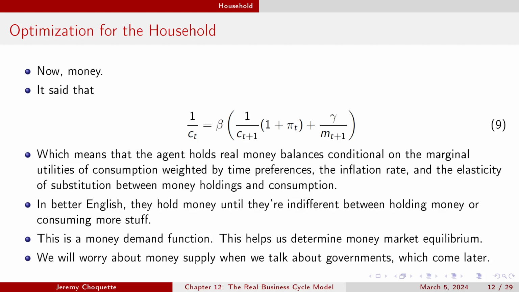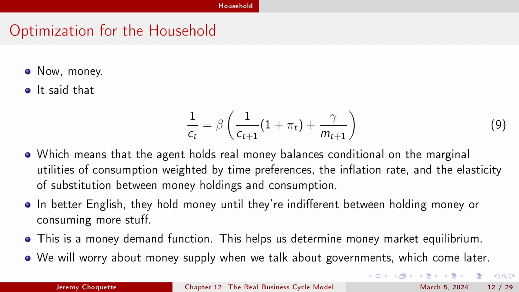So in English, equation 9 is telling me that you're going to hold money until you're indifferent between holding money or consuming more stuff. Well, that kind of makes sense, doesn't it? You're going to want to have some savings up to the point where you're indifferent between saving an additional dollar and spending that additional dollar on a consumer good instead. Do you want to save it for a rainy day, or do you want to just consume everything now? You get up to that point where you're indifferent, and that is now being defined by this Euler equation.